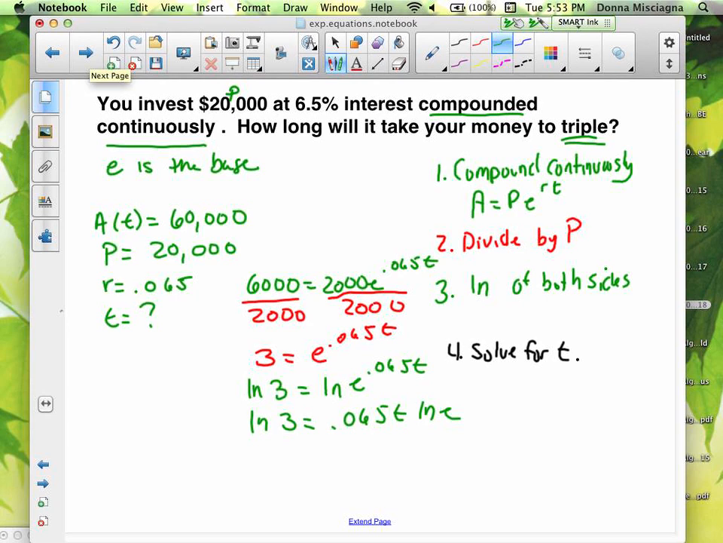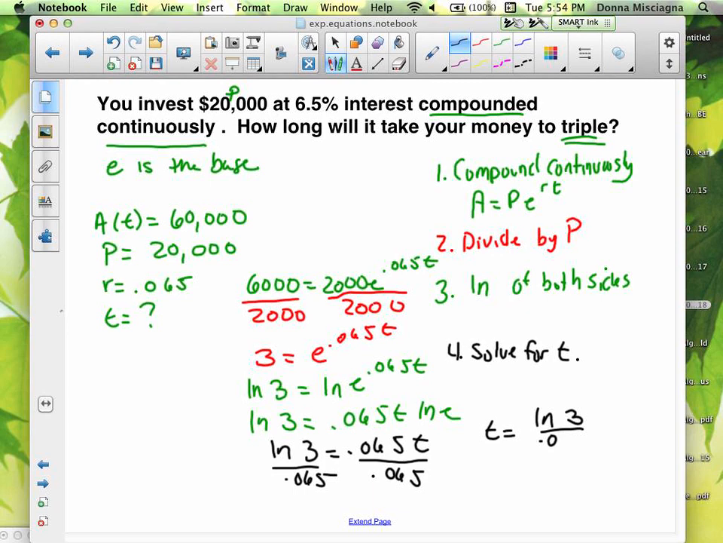Right? So we have, I'm going to isolate our variable here. So we have natural log of 3 equals 0.065 t. And if we divide both sides by 0.065, we want to divide both sides by 0.065 because we don't want to know what 0.065 t is. We want to know what t is. There we go. So the exact answer is that t equals natural log of 3 divided by 0.065.